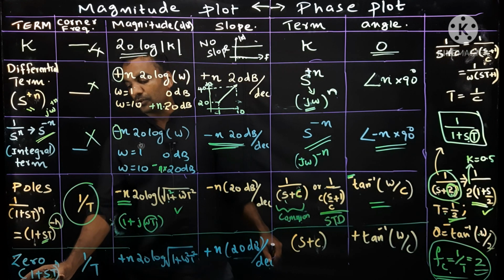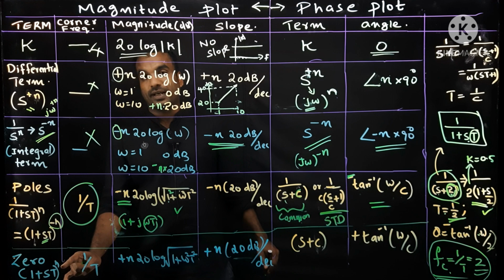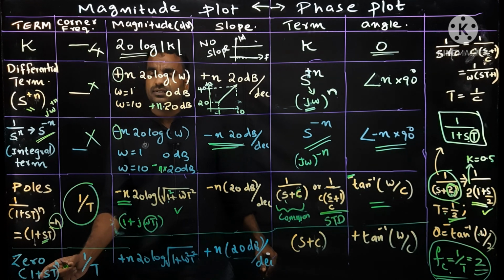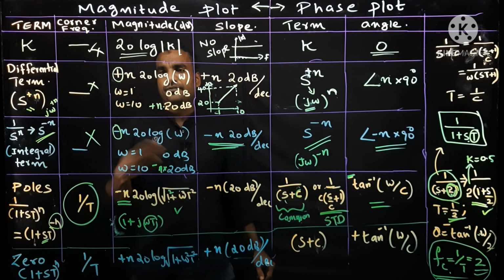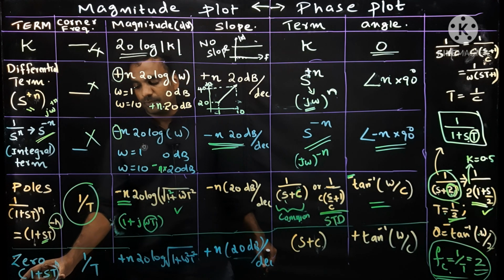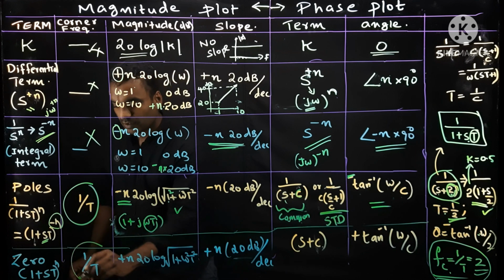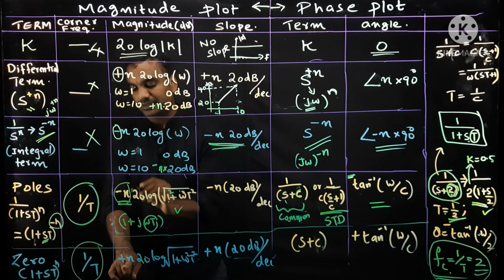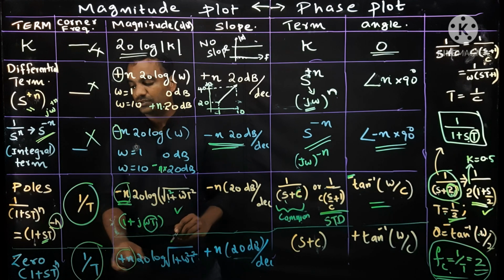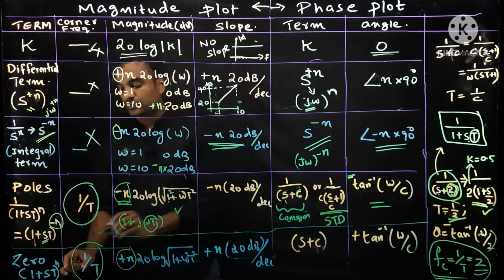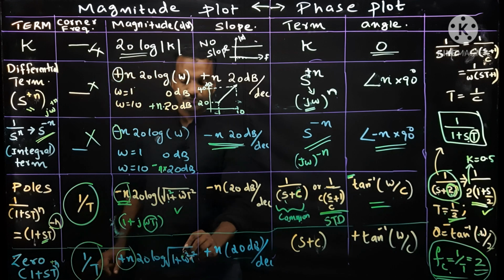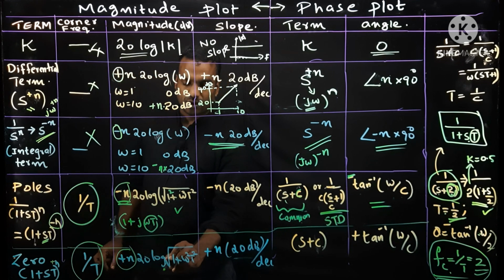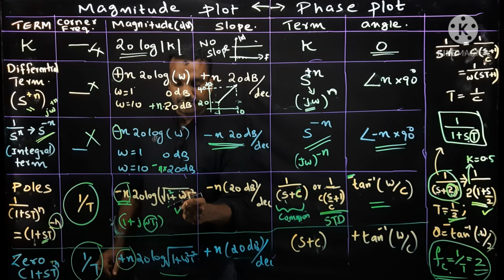Now if it is a zero, it will come in the numerator, like 1 plus 2s raised to n, or s plus 5 raised to n. S plus 5 is common form. If you are taking 5 outside, it will become standard form. Here also corner frequency is 1 by t. But in the above equation, if it is minus n, you have to make it plus n, because this term is in the numerator, so that this is plus n. So plus n into 20 log root of same thing.